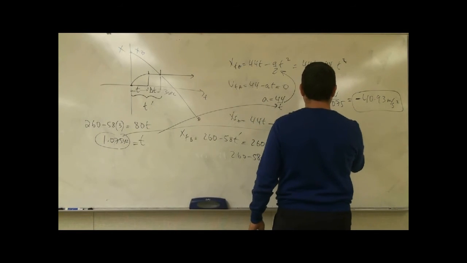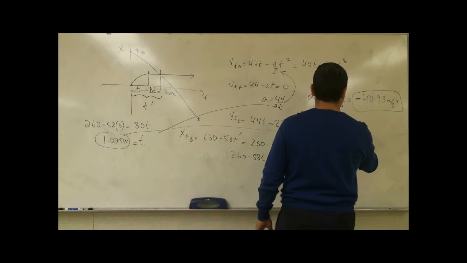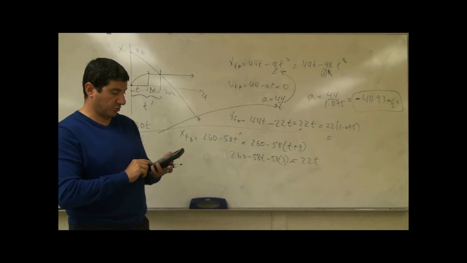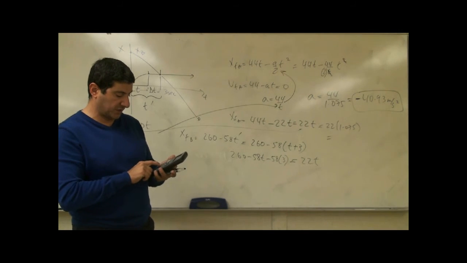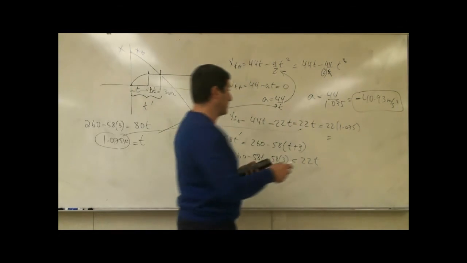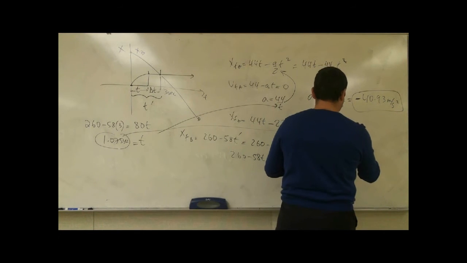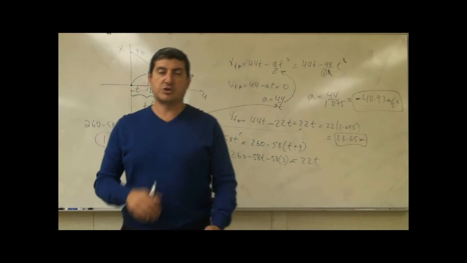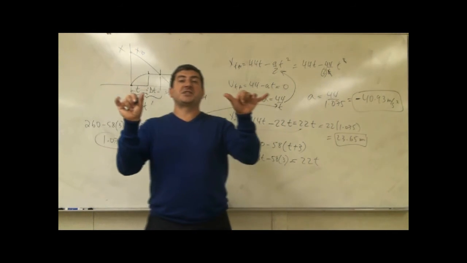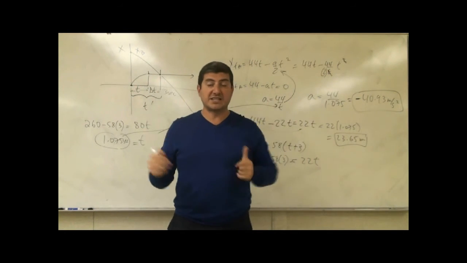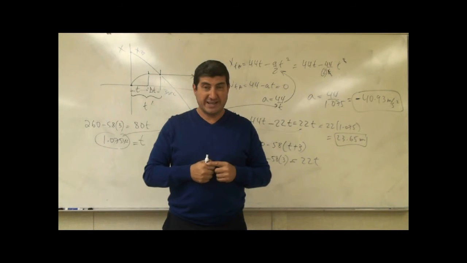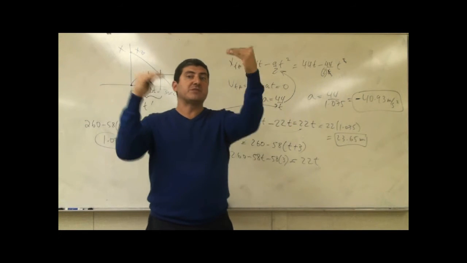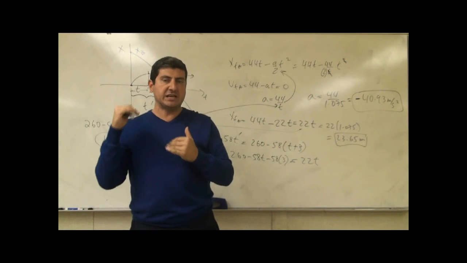So 22 times 1.075. The collision happens at 23.65 meters, okay? So now we've seen a certain scenario where trains are decelerating and going at constant speed, but we've analyzed that question from different points of view, A, B, and C, okay?